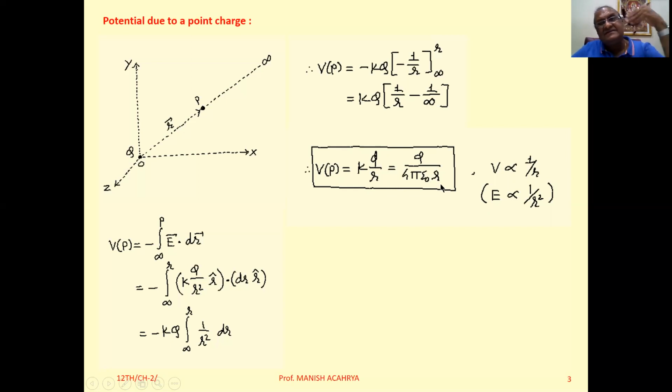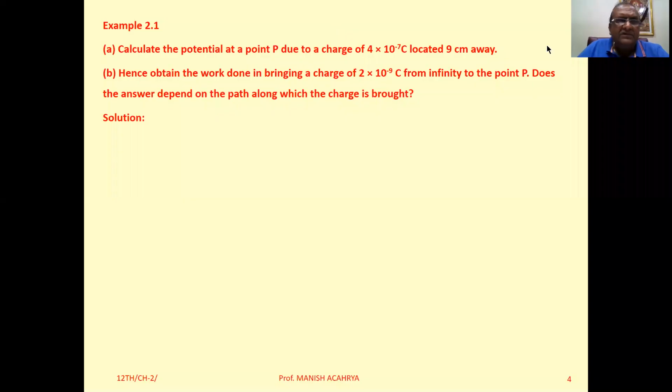So here we can see this thing. The electric potential of a point charge is proportional to 1 upon r. In the previous chapter, we studied that the electric field of a point charge is proportional to 1 upon r square. Clear to all of you?